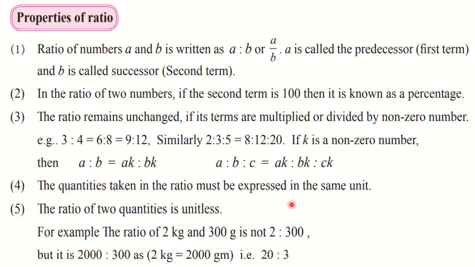So it is very important that when we want to find the ratio, the quantities should be in the same unit. Then the ratio is always unitless. You can see here that when we convert into grams and divide, gram and gram get cancelled. That means the unit is not present here. So you have to keep this in mind. These were all the properties of ratios.